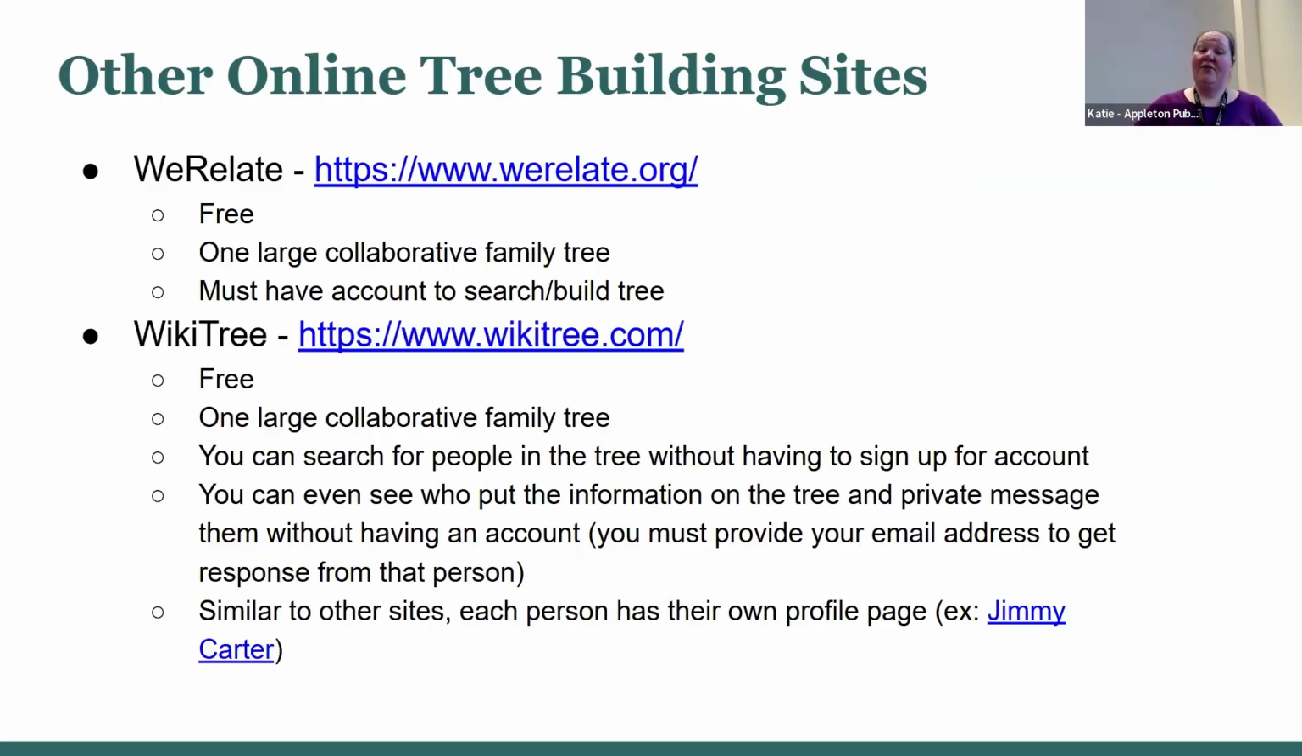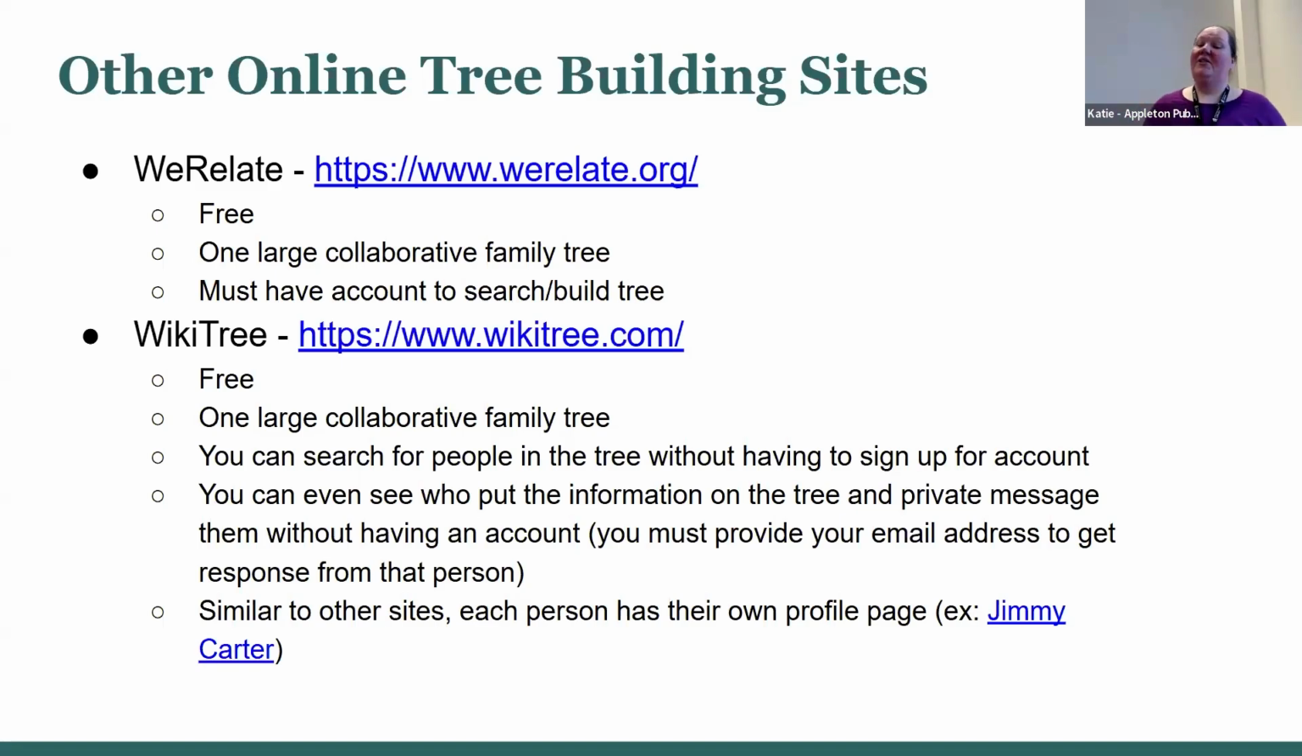There's also WikiTree, so this is another free one with that large collaborative tree. You can search for people in the tree without having to sign up for an account, which I like. So you can see what's already out there on WikiTree for your ancestors and use it as another hint of where you might find some additional details that you're not aware of yet. You can even see who put the information on there and private message them without even having an account, which is great. You do need to provide your email address, of course, so that you can get a response from that person. That's really helpful.